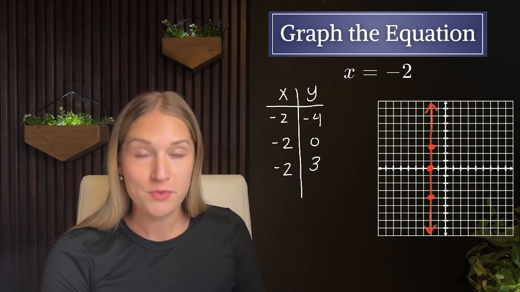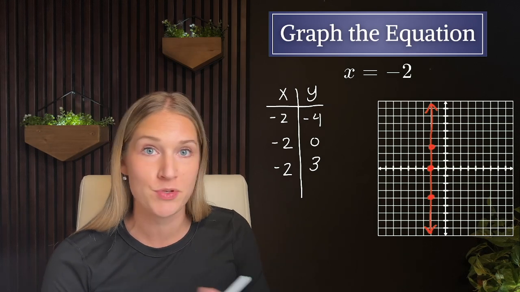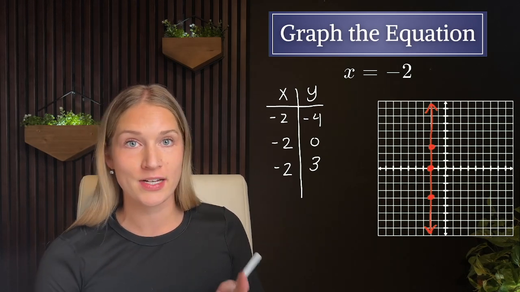So this is how you would graph a couple special cases. The first one, when you have a y equals equation, you're going to end up with a horizontal line. The second one, for x equals a constant, you're going to have a vertical line.